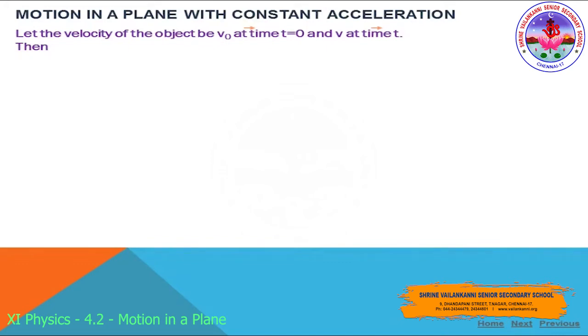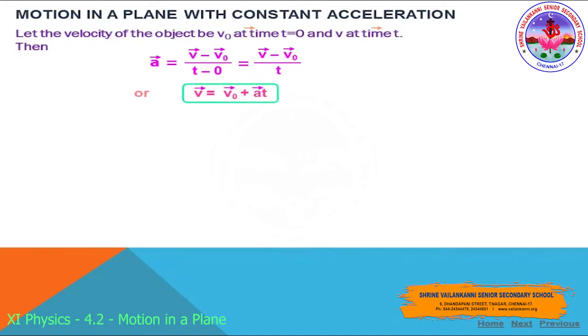And the velocity vector for uniform acceleration: suppose we take v naught and v, the velocity vector at time t equal to 0, where it starts, and at time t equal to t, where it ends, respectively. Then the acceleration, which we know very well, is the change in velocity with time. So (v vector minus v naught vector) by (t minus 0), which is equal to (v vector minus v naught vector) by t. So v vector is equal to v naught plus at, we can say that, right?